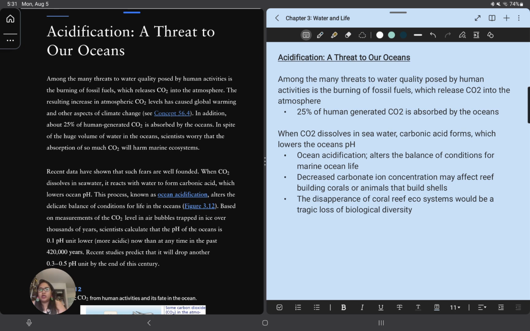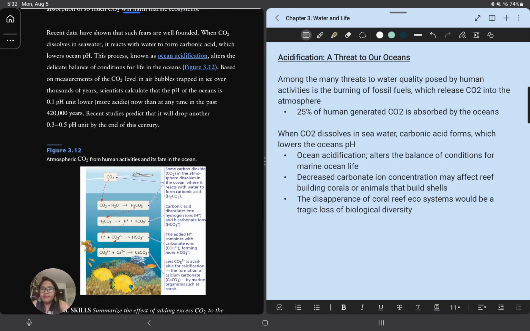Acidification, a threat to our oceans. Among the many threats to water quality posed by human activities is the burning of fossil fuels, which releases carbon dioxide into the atmosphere. The resulting increase in atmospheric carbon dioxide levels has caused global warming and other aspects of climate change. In addition, about 25% of human-generated carbon dioxide is absorbed by the oceans. In spite of the huge volume of water in the oceans, scientists worry that the absorption of so much carbon dioxide will harm marine ecosystems.